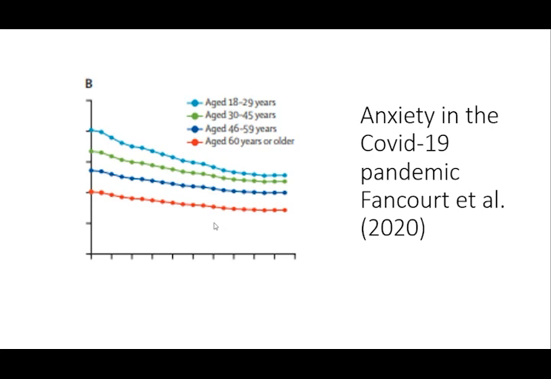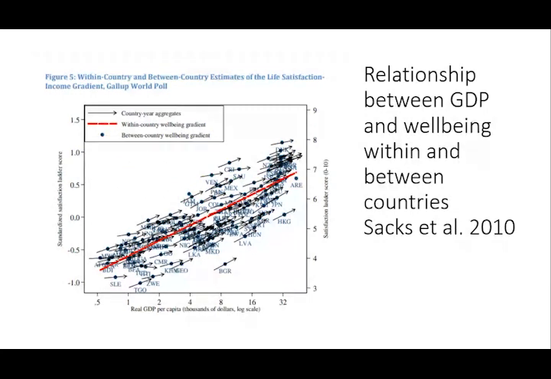Other things that we might want to do. We might want to look at the relationship between two variables within and between countries. On the x-axis is GDP per capita, and on the y-axis it's satisfaction. You can clearly see the overall trend between countries, but often we want to know what's going on within countries, because in some ways that can often be more important.